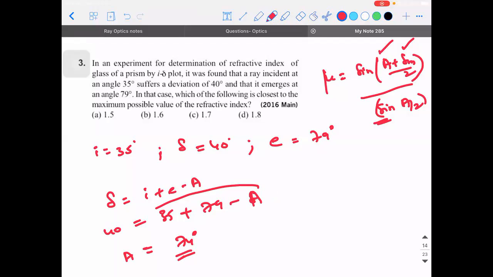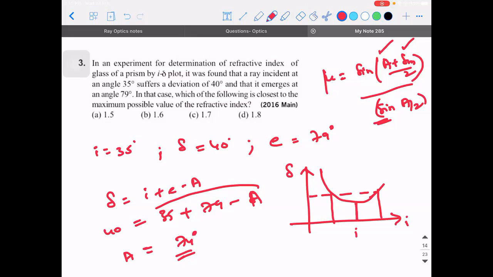Okay. But how do I conclude that in an experiment for determination of refractive index, it was found that the ray incident at an angle of 35 degrees? We can conclude it is the minimum deviation, sir, because it is exactly one angle. See, when you look at the graph, generally you will have two angles of incidence for the same deviation, but indirectly what they have told is there is only one possibility of angle of incidence for which the minimum deviation will occur. What logic you told is right. So that's what I was thinking.